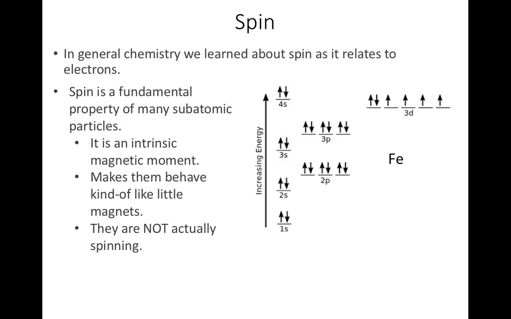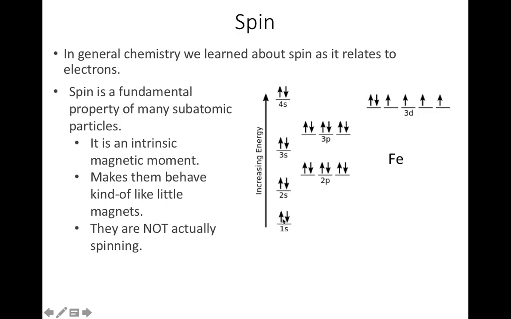Now, in general chemistry, you would have learned about spin as it relates to electrons. And spin is a fundamental property of many subatomic particles. It's what's called an intrinsic magnetic moment. It actually makes them behave kind of like little magnets. Now, despite the analogy that many people like to use, which is an incorrect analogy, electrons, as we'll learn, protons and neutrons are not actually spinning. The spin refers to their interaction with magnetic fields.